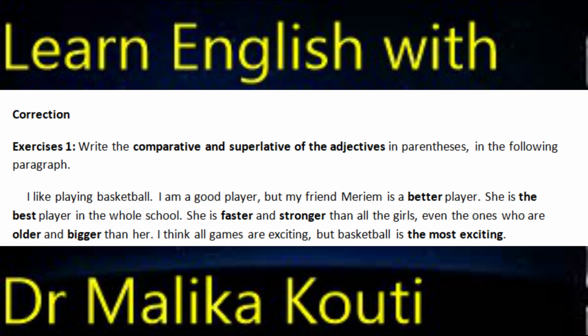Nice. She is fast and strong than all the girls. Good. We are comparing. I am comparing my friend with all the girls. It means here we've got two parties, and here we have than. It means I'm going to use the comparative adjective for both adjectives. So I say she is faster and stronger than all the girls, even the ones who are old and big than her. We have than here, and we are always comparing my friend with the other girls. So we say even the ones who are older and bigger than her.